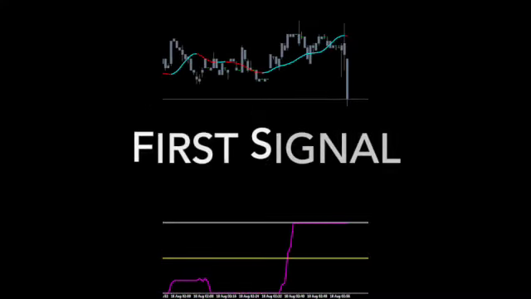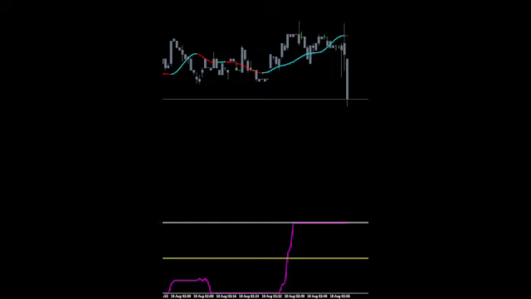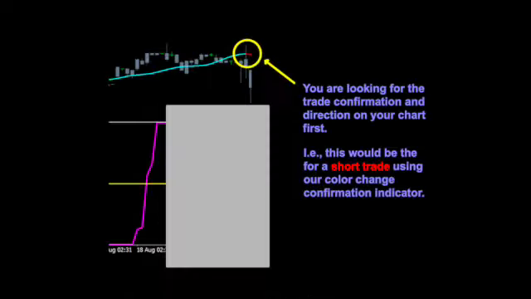Alright then, we'll start here. We're going to pause this for a moment and cut to a teachable moment for those who are not quite clear on how to properly use a volatility/volume indicator. In this first image, we've got our color changing confirmation chart overlay indicator turning from blue to red in the yellow circle. That's our trade direction signal.